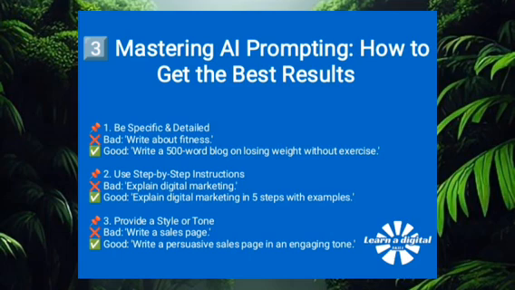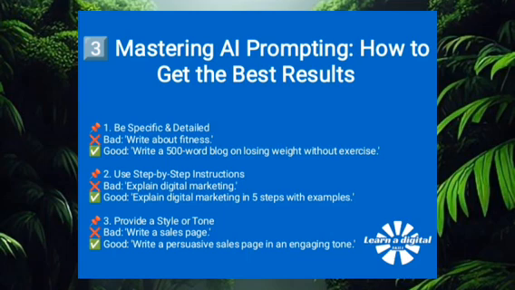Use step-by-step instructions. That's the second thing you need to do in order to master prompting. A bad example is: explain digital marketing. But a good example is: explain digital marketing in 5 steps with examples. So you see, that is how you can use step-by-step instructions in order to get a good result from ChatGPT.